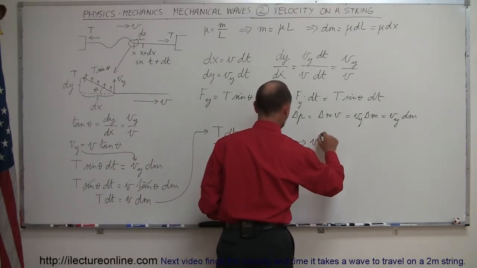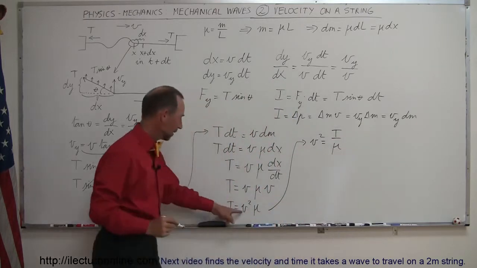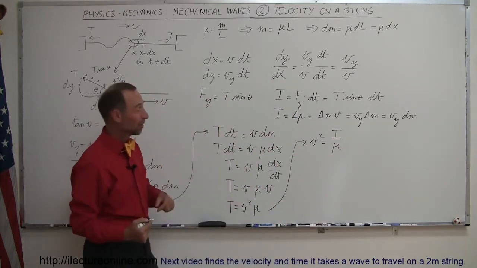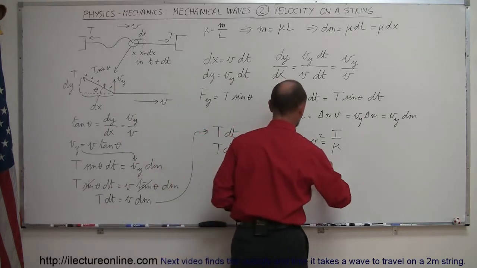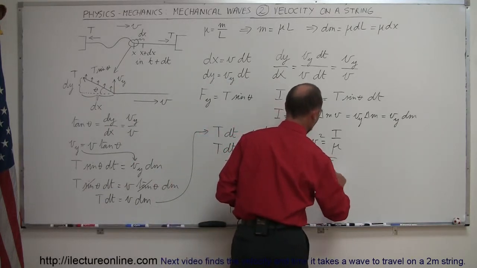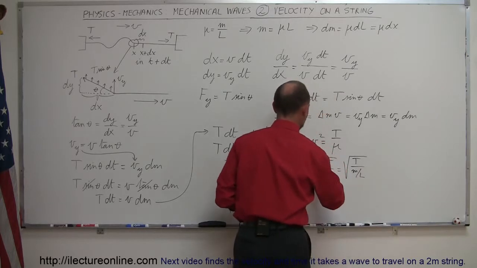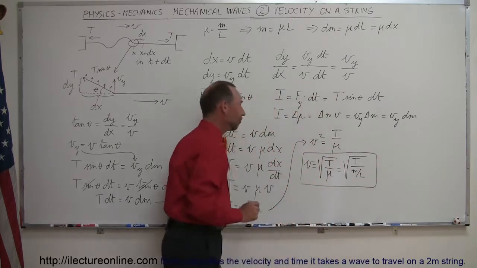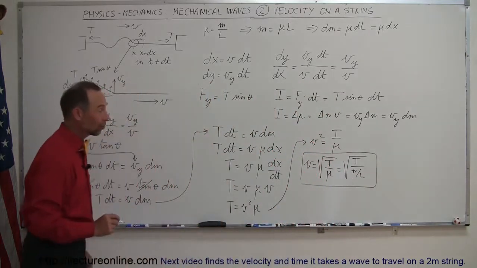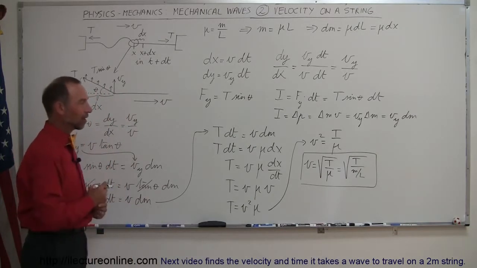So we have v squared is equal to T divided by mu, right there, by dividing both sides by mu and turning the equation around. And finally, we can say that the velocity of the wave is equal to the square root of the tension of the string divided by the mass per unit length. So maybe we can write it like this: tension divided by the mass per unit length. And that will be the velocity of any wave on the string. It depends on the tension and the mass per unit length in that fashion.